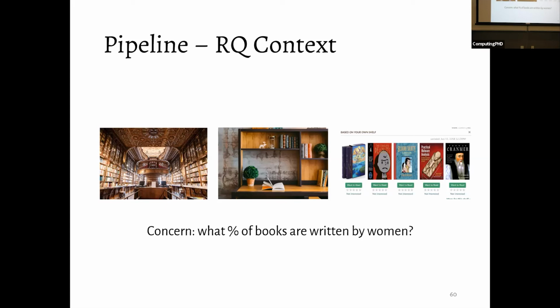We can hypothesize. We have a pipeline. There's a lot of books that exist in a corpus. Amazon sells a lot of books. A user has some books. And then from those books, they get recommendations. And we want to look at each stage of this. How is gender represented? The way we're operationalizing that is the percentage of books written by women.